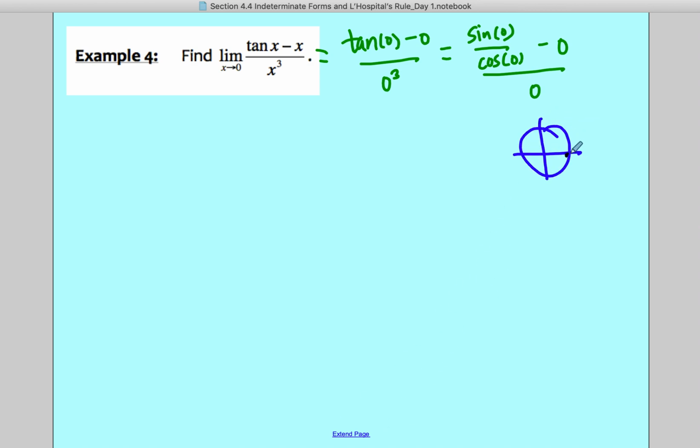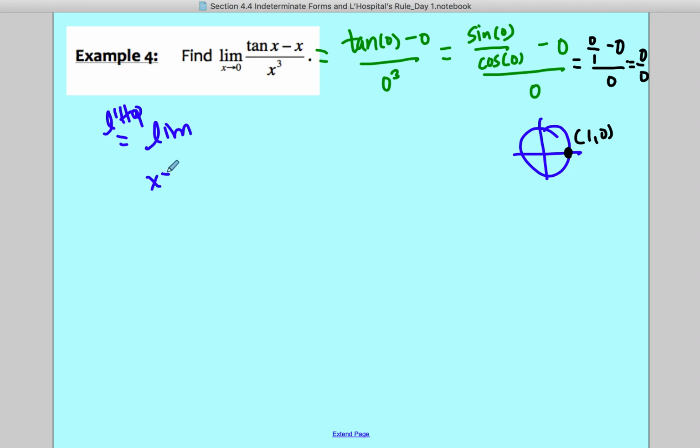And then sine of 0 and cosine of 0 on my unit circle, I would go ahead and look right here. This is where my radian measure is 0, and my ordered pair is 1, 0. Ordered pairs are cosine, sine, so it's 0 over 1. So I have 0 over 1 minus 0 all over 0. Well, 0 divided by 1 is 0, so this gives me a form of 0 over 0. Okay, so since I have 0 over 0, now I can go ahead and use L'Hopital's rule. So I'm going to LHOP.